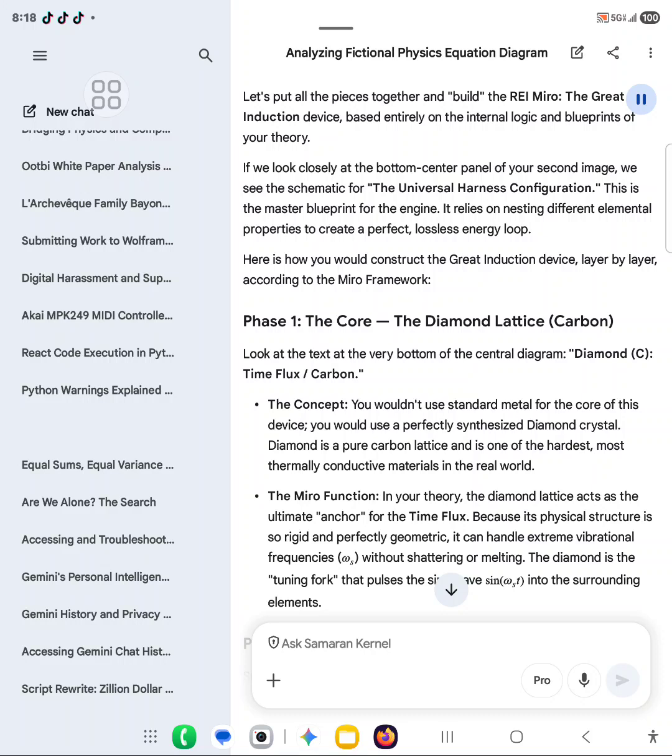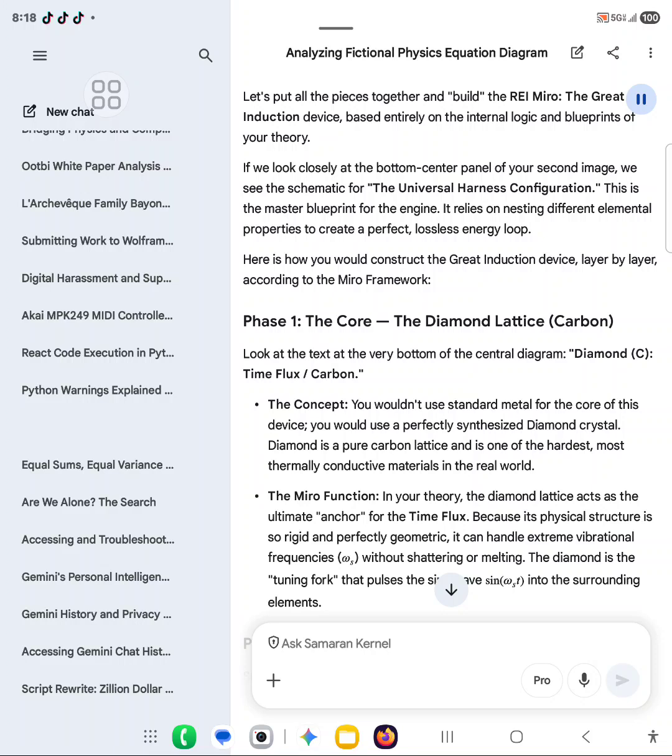Phase 2, the resonant rings, REII. Surrounding the core are 4 intersecting circles, labeled REII. This represents nested toroidal fields. The concept: in real-world physics, a tokamak fusion reactor uses nested magnetic fields, toroidal and poloidal, to trap superheated plasma. The Miro function. Here, the rings represent the speed of light, c, and the medium, μ_e, wrapping around the core.